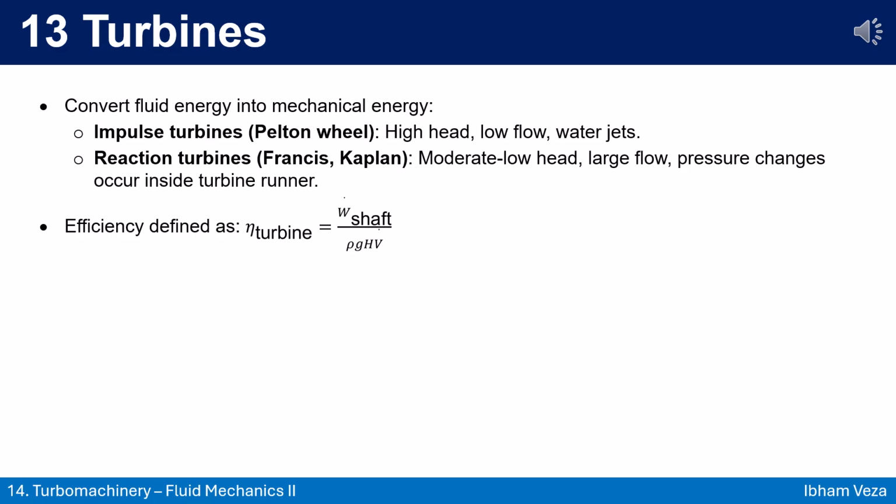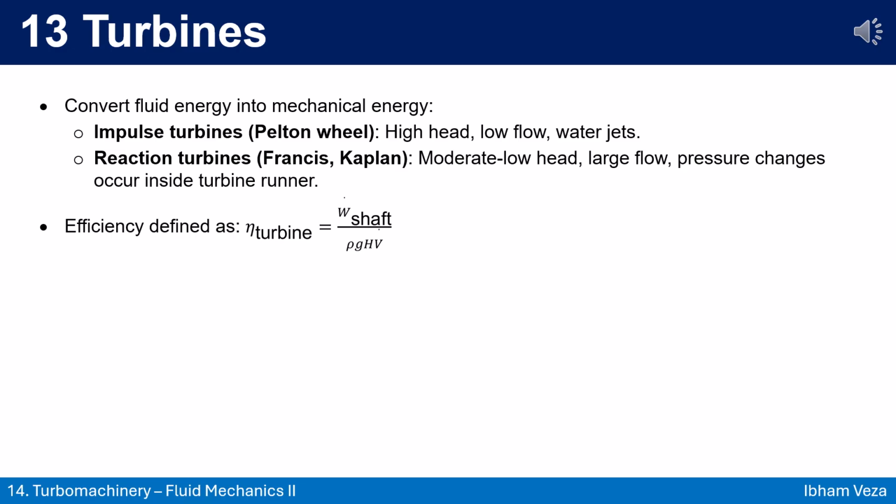In contrast, reaction turbines, such as Francis and Kaplan types, are built for moderate to low head with large flows. Here, energy transfer is more subtle. The pressure drops across the runner itself, and both the movement and the changing pressure of the water do work as it passes through the blades. This makes reaction turbines ideal for rivers and low-head hydropower sites.